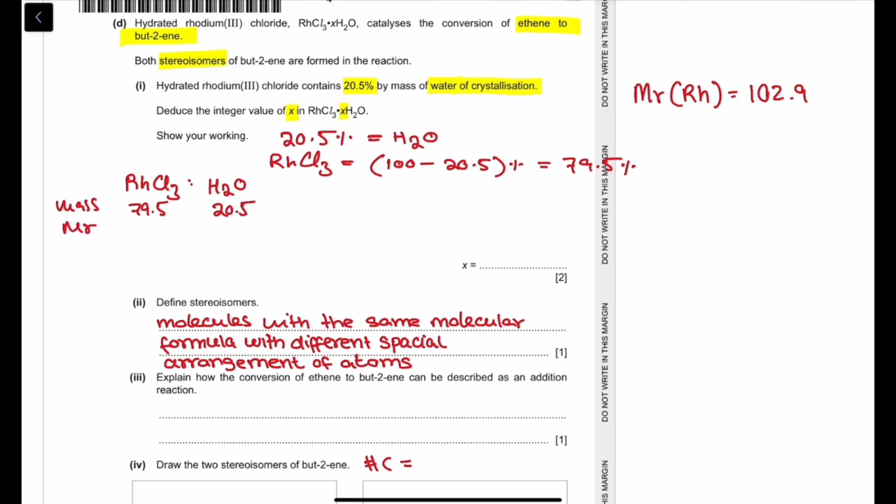The Mr of H2O is 18, and the Mr for RhCl3 is 209.4. If you're wondering where I'm getting these Mr values from, I am simply finding the atomic mass from the periodic table for each atom in the compound and adding them up. To find the number of moles, we divide each mass by its Mr. So 79.5 divided by 209.4 is approximately 0.38, and 20.5 divided by 18 is approximately 1.14. If we divide by the smallest number, which is 0.38, we end up with a 1:3 ratio. Therefore, X must equal 3.